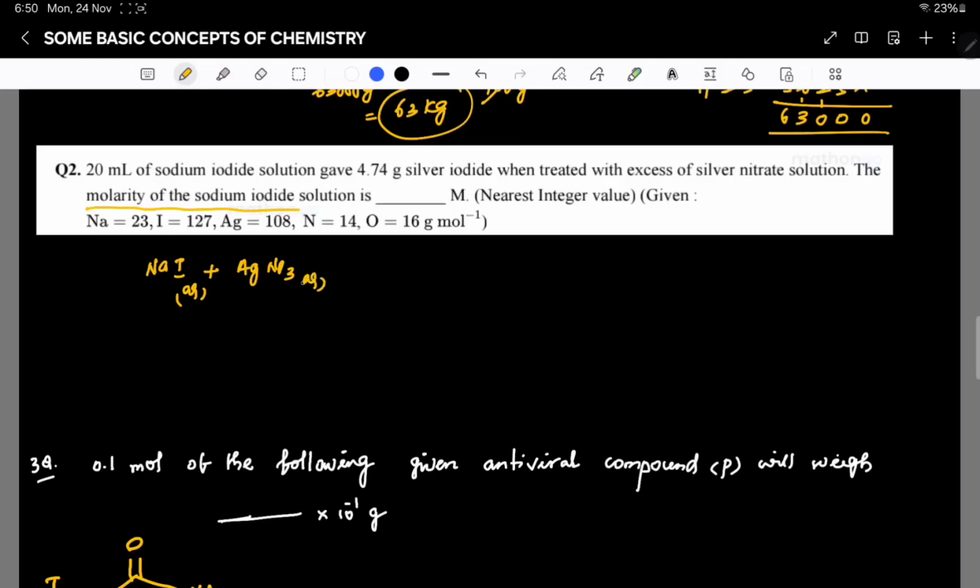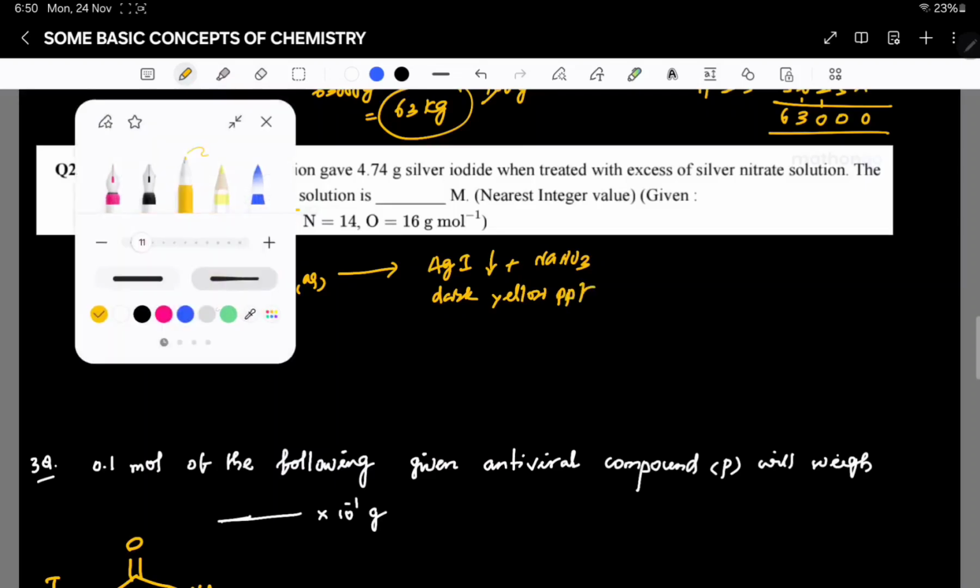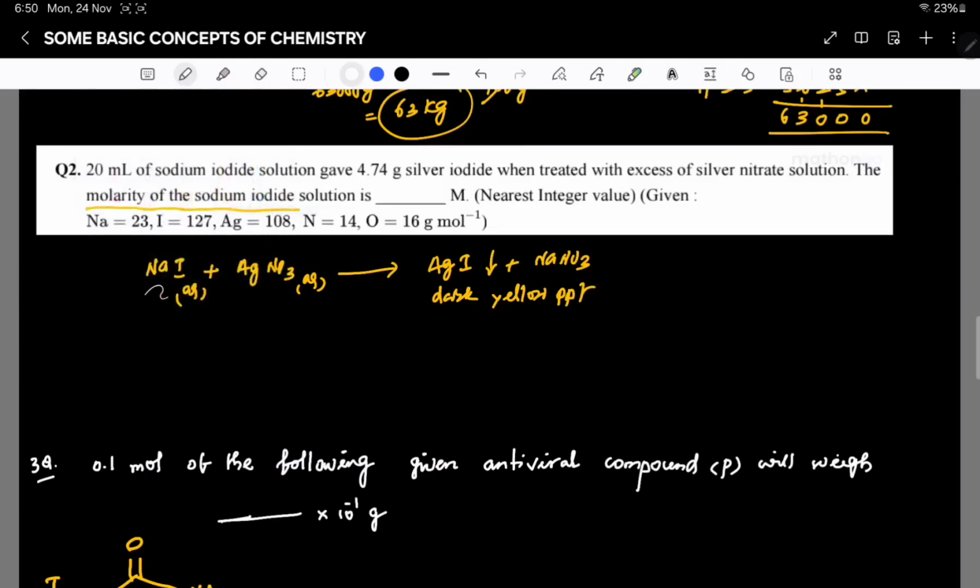AgNO3 aqueous. So usually we will get, student, a dark yellow colored precipitate of silver iodide. Now, student, the question is asking a relation only between sodium iodide and silver iodide. Am I correct? Right. Okay.